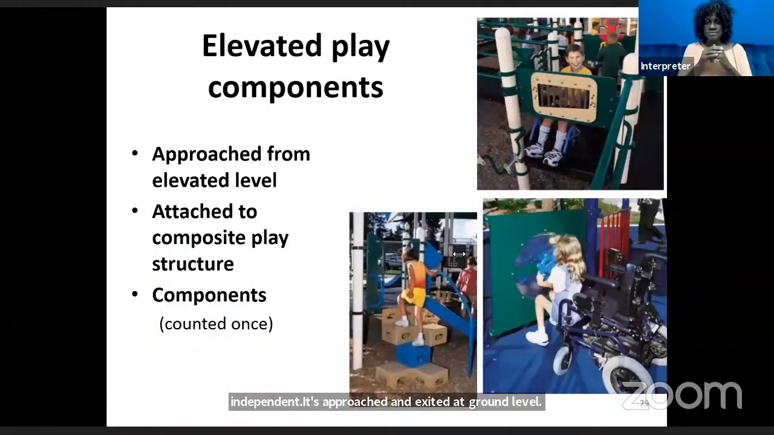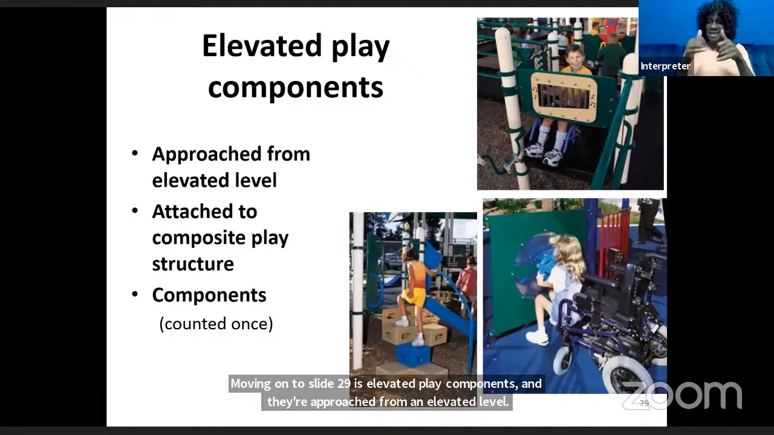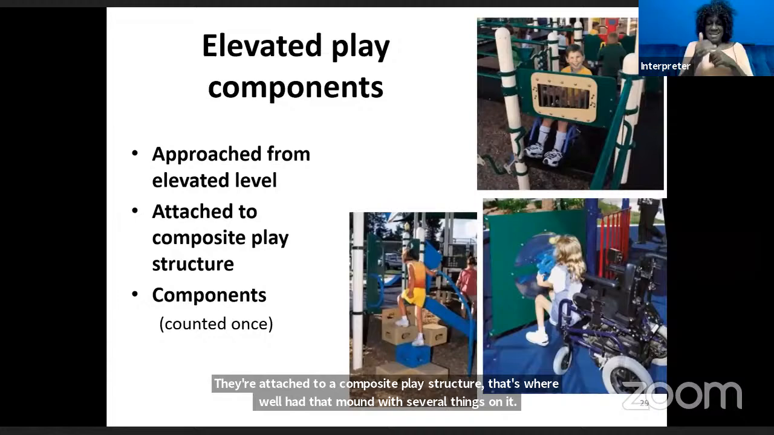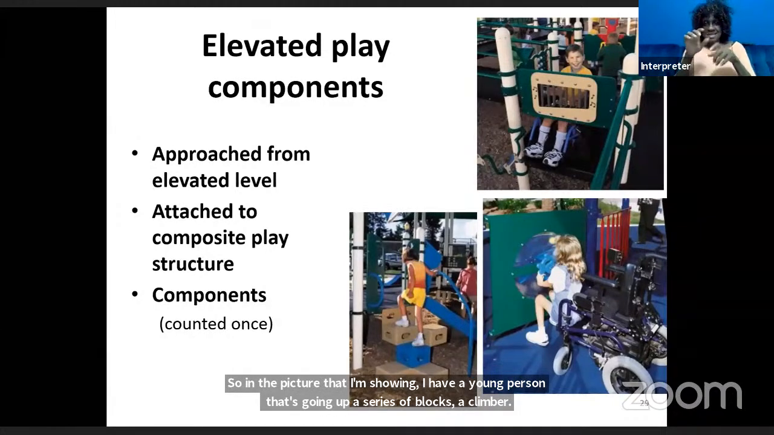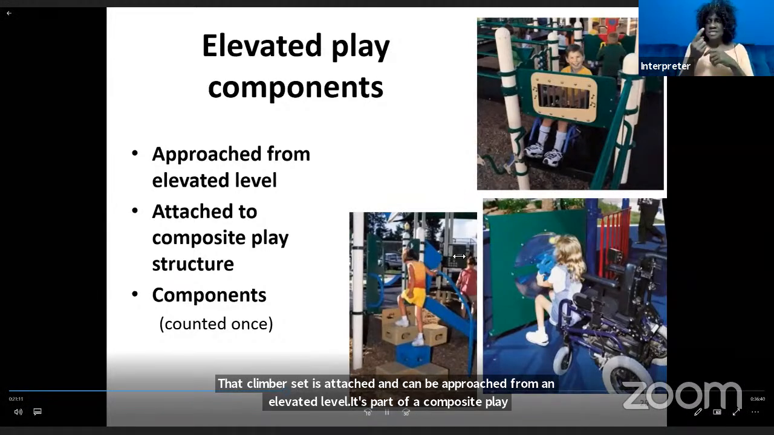Moving on to slide number 29 is elevated play components, and they're approached from an elevated level. They're attached to a composite play structure. Okay, that's where we had that mound with several things on it. It's a composite play structure. Now they're considered elevated up there. And components are only counted once. You're either elevated or you're ground level. Okay, so in the picture that I'm showing, I have a young person that's going up a series of blocks, a climber. That climber, since it's attached and can be approached from an elevated level, it's part of a composite play structure, would only be counted as an elevated play component.